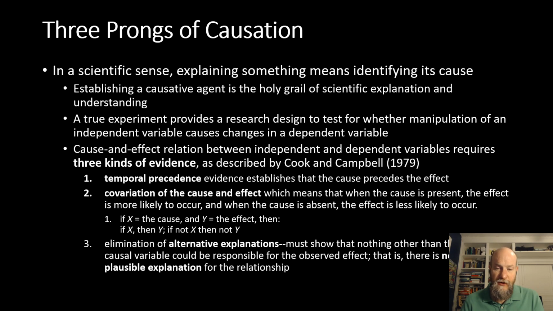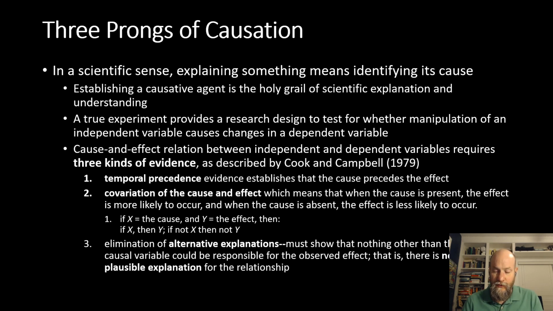So experiments are all about causation, and we're going to talk about how we break this down logically. Essentially, we want to focus on what are called the three prongs of causation. So in a scientific sense, explaining something means identifying its cause. By explaining it, you're identifying its cause. So you're establishing a causative agent, and this is sort of the holy grail of scientific explanation and understanding. A true experiment provides a research design to test for whether the manipulation of the independent variable caused the change in the dependent variable, the outcome.